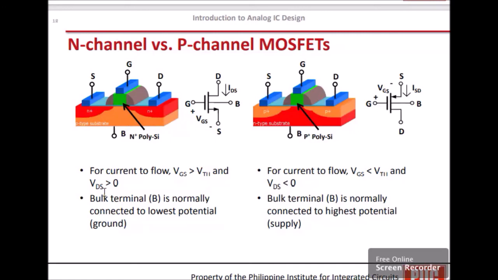And also pala, itong bulk or ating body, you will need this later on pag nagkaroon tayo ng laboratory, okay? Yung bulk, kinoconnect natin sa ground, sa N-channel. Kapag P-channel ka, yung body or bulk, kinoconnect natin sa supply or sa highest potential. Okay?